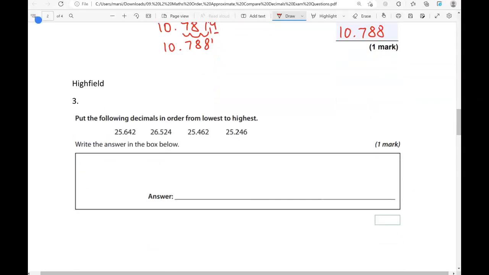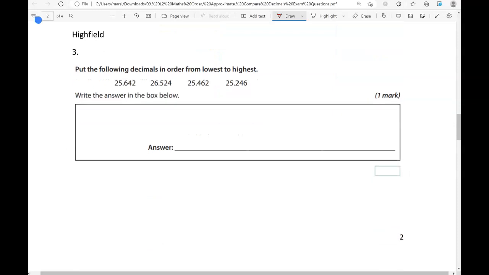So 10.788 is the answer. Put the following decimals in order from lowest to highest. So we've got 25.642, 26.524, 25.462, 25.246. So before the decimal point, we've got 25, 26, 25, 25. So we're looking for the lowest, and so far we just know that this is the highest because it has 26. So that would be the last one, and I'm going to write it here.